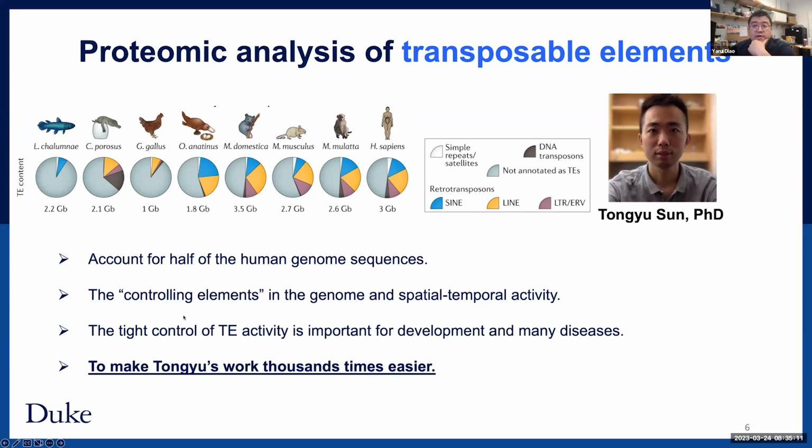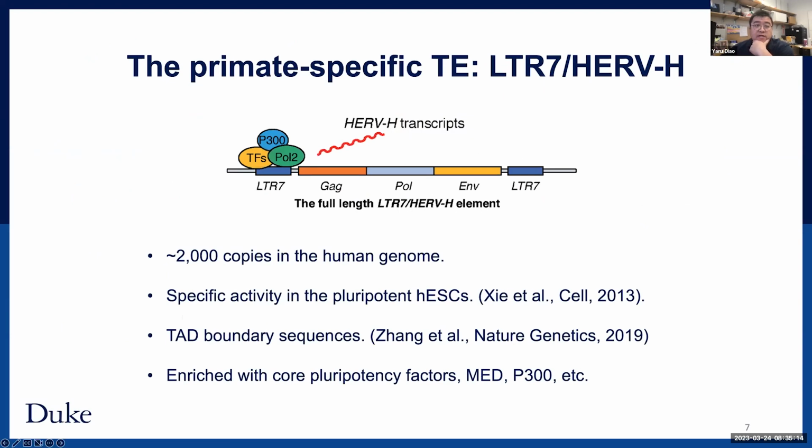So to start this project, we focused on a type of transposable element called LTR7 HERV-H. LTR7 HERV-H is a primate-specific transposable element. There are more than 2,000 copies of LTR7 in the human genome. And a previous study has shown some very interesting features of LTR7 HERV-H. We know that LTR7 HERV-H is highly active in pluripotent stem cells, but when human ESCs start to differentiate, this element will be rapidly silenced. And also a few years ago, Bing's group showed that the LTR7 elements and HERV-H can serve as a tight boundary in the human genome.